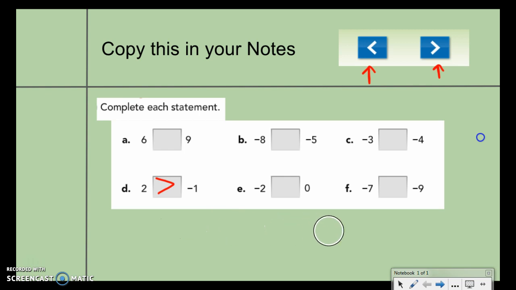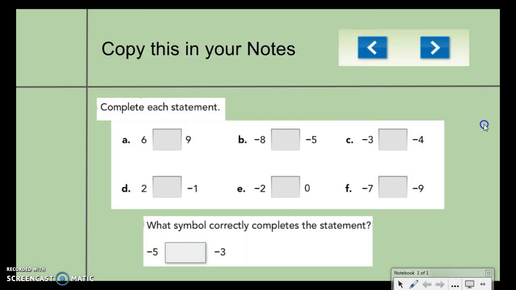You don't have to make a number line, but I like to do it just to give myself an actual visual and a better idea of what I'm doing. If you need to pause the video, go ahead and pause it. Also go ahead and copy this one down too. What symbol correctly completes the statement? Really easy, just like what you did for A through F. Go ahead and copy that one down as well.